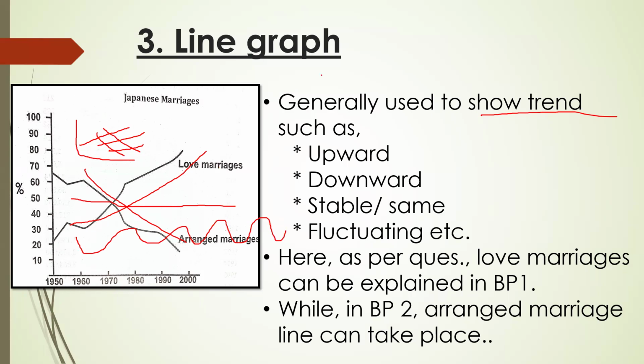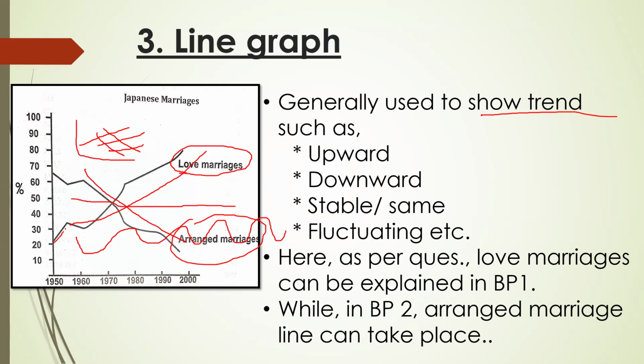So as per the question, you can explain the data in two parts, right? For example, you can explain love marriages in BP1, as we have discussed earlier, and the arranged marriages in BP2, right? So you will explain the trend.